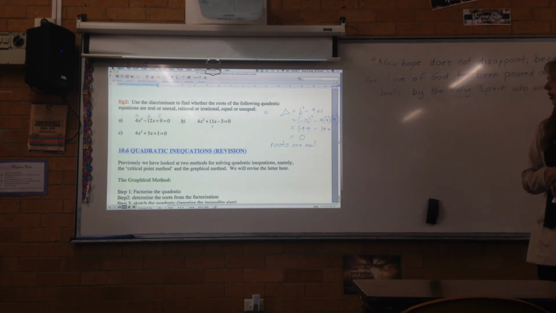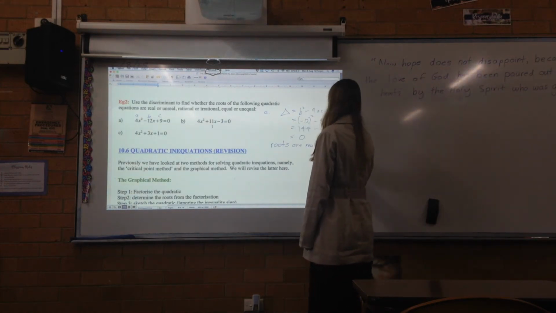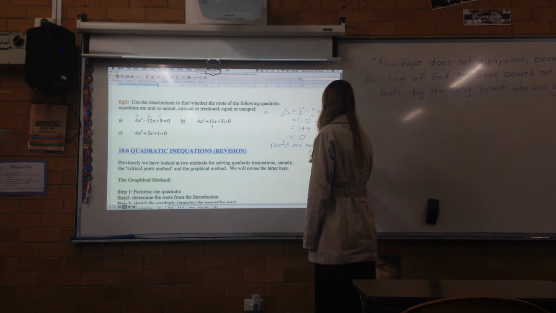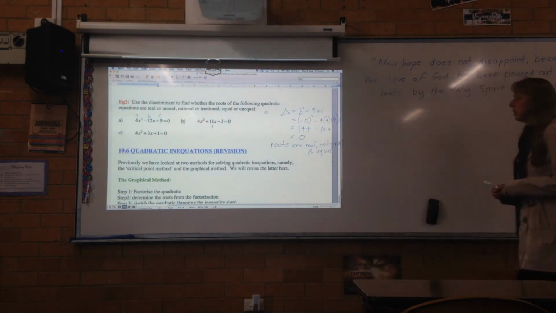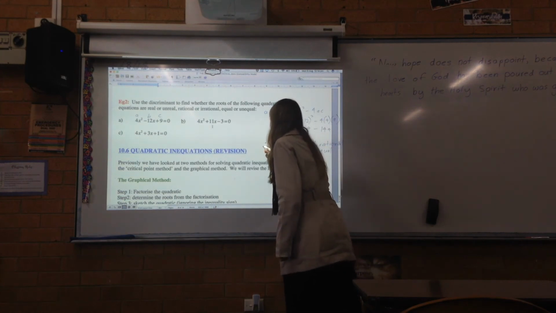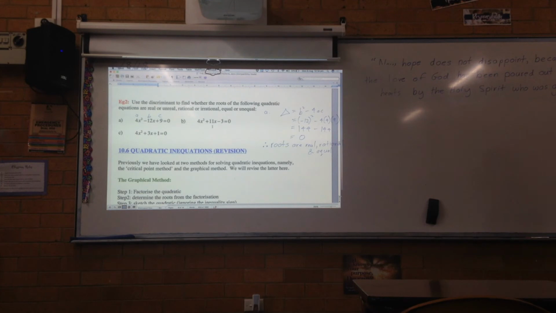Okay? So we know that the roots are real. What else can we say? Rational. They're equal and they're rational. And equal. Great. So that's our conclusion. So we'll put "therefore" to show that's our conclusion from what we found out with our discriminant.